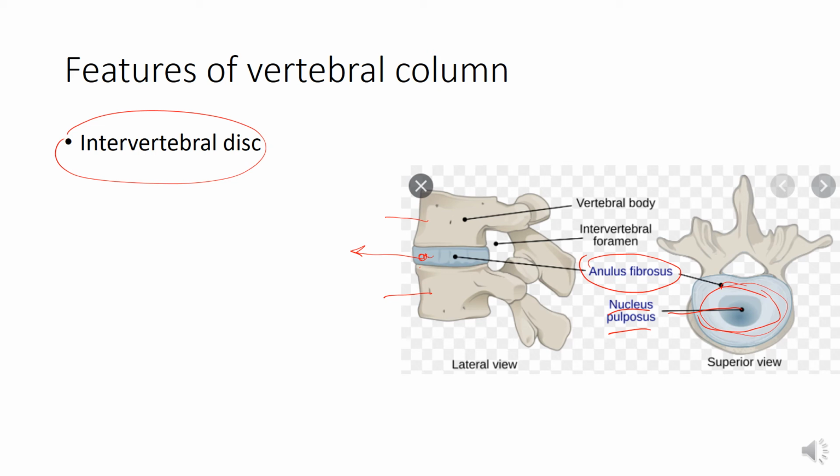They have a shock absorbing function, and the cartilaginous joints they form contribute to the flexibility of the vertebral column as a whole. So they have two important functions, that is shock absorption and giving flexibility to the vertebral column.